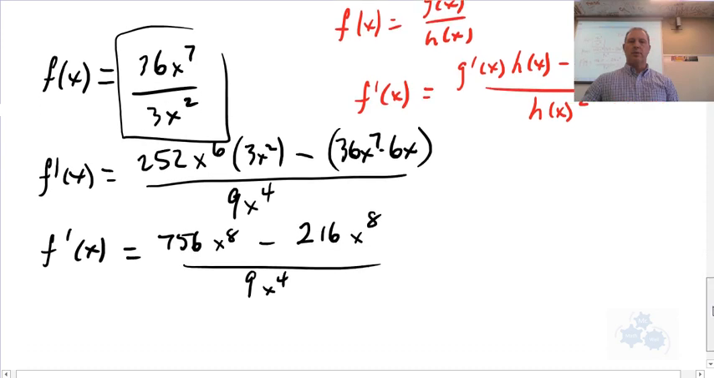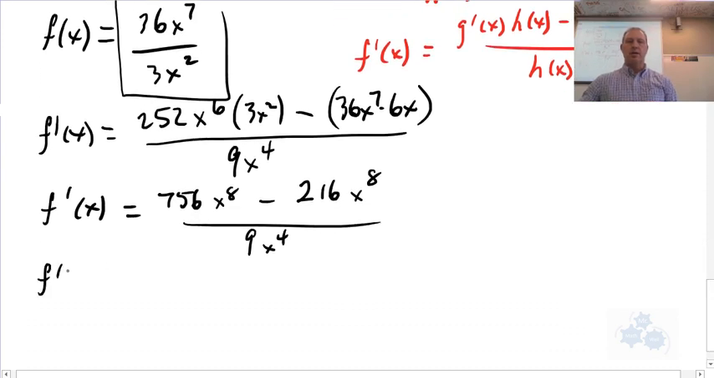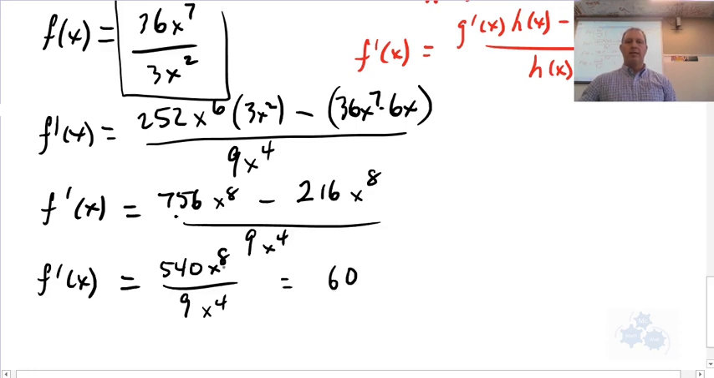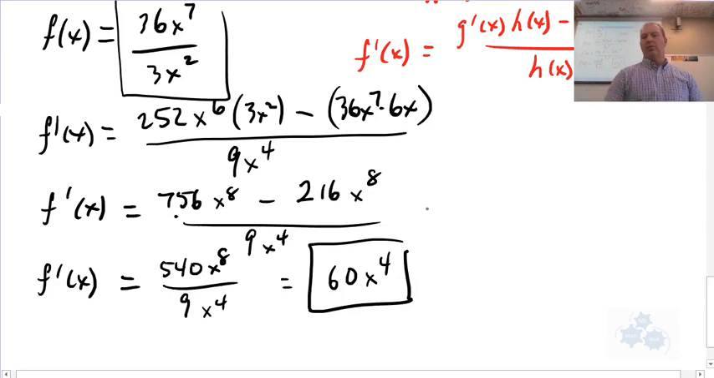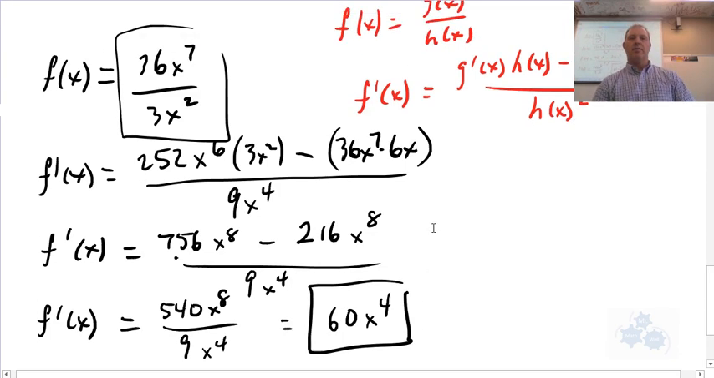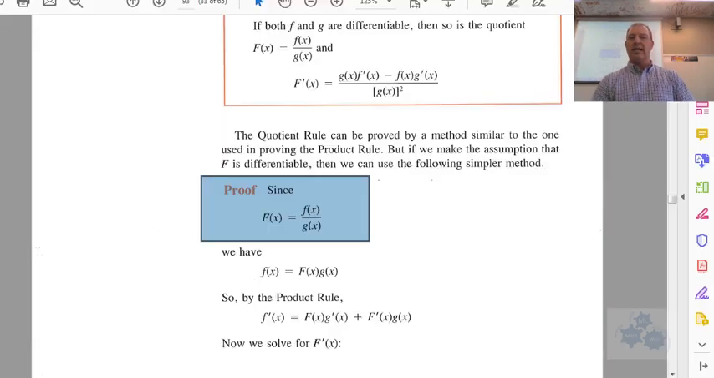Okay, well, that's nice. We have like terms up top, so that's really good. So let's combine those. 756 minus 216 is 540. X to the 8 over 9, x to the 4. And so what's 540 divided by 9? 60. That's going to be 60. What's x to the 8 divided by x to the 4? X to the 4. Okay? So it does work. This one is a bit of a longer stretch here, but that's an example of the quotient rule working.